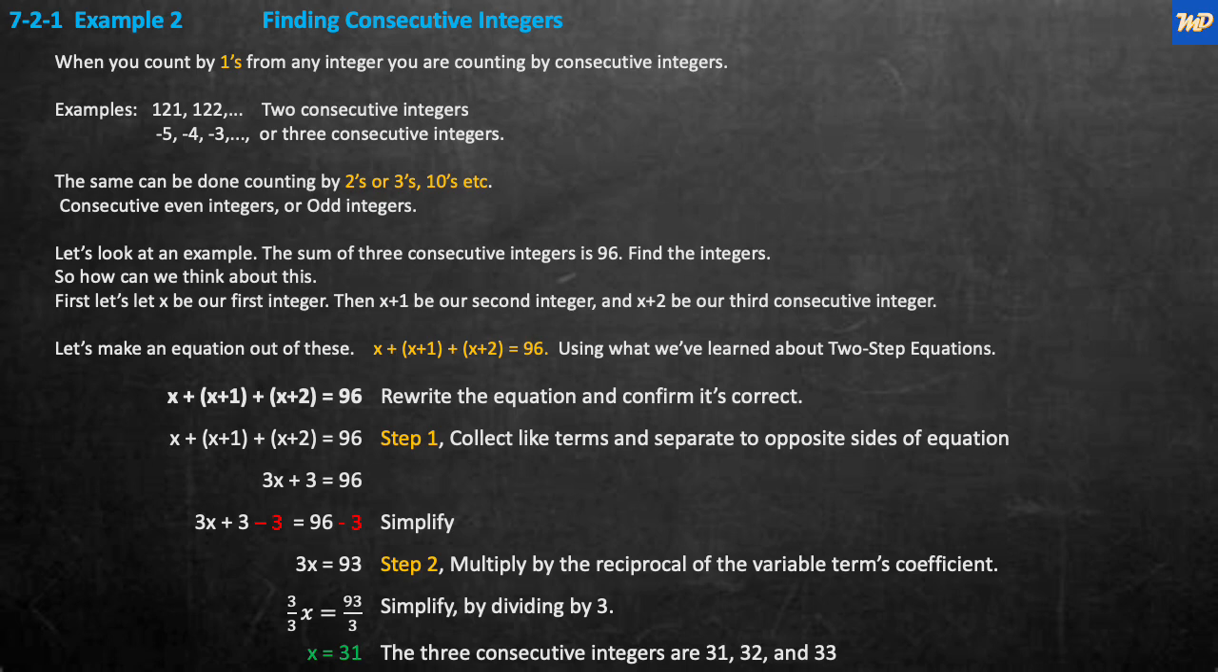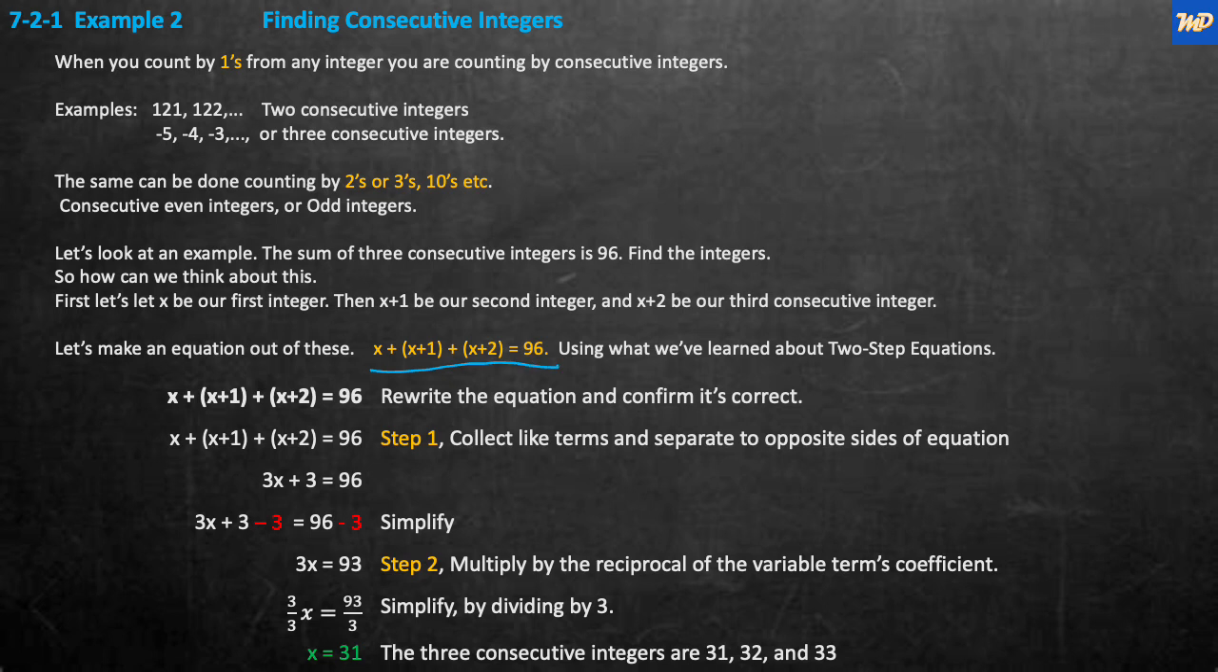We're adding 1 to each one. The same can be said by counting by 2s or 3s or 10s or whatever you like. 3 consecutive even integers could be n, n plus 2, n plus 4, kind of a thing. So here we have it. Let's make the equation out of these. We're going to have x plus x plus 1 plus x plus 2. That's this equation right here that we're going to look at.